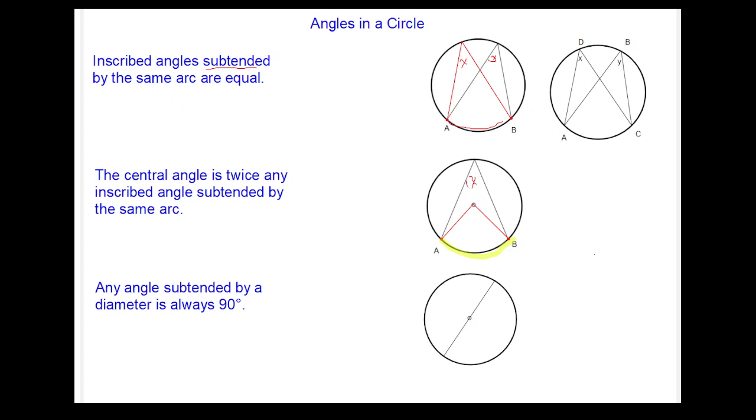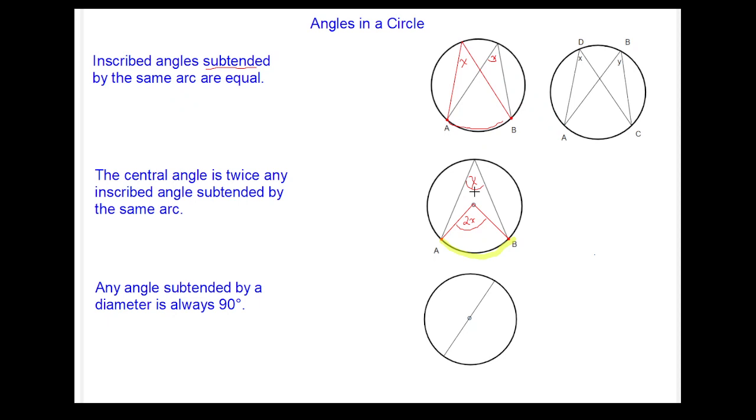And if this inscribed angle is x, then the central angle has to be 2x, 2 times that. So let's try that again. If we know the inscribed angle is 30 degrees, then we know that this central angle has to be twice that, which is equal to 60 degrees. All right, and then we'll move on to this last one on this page.